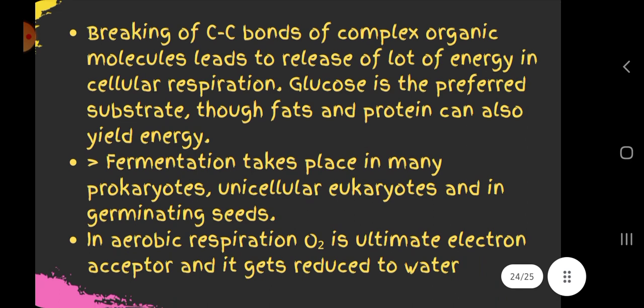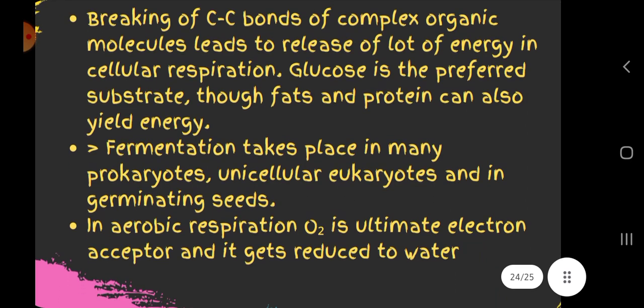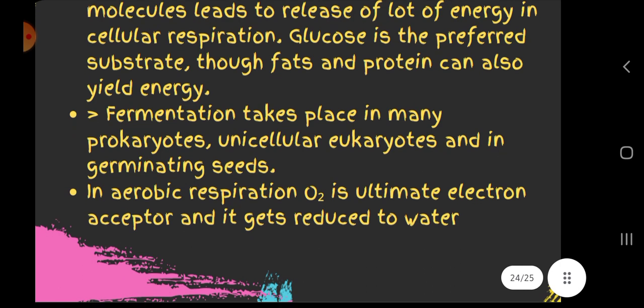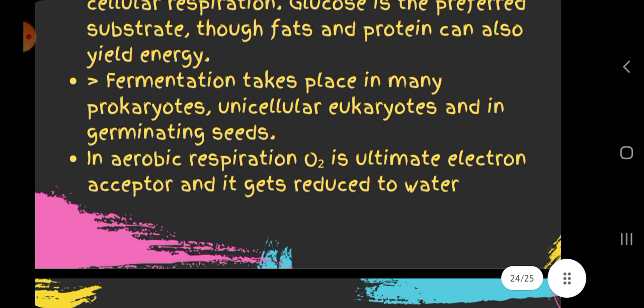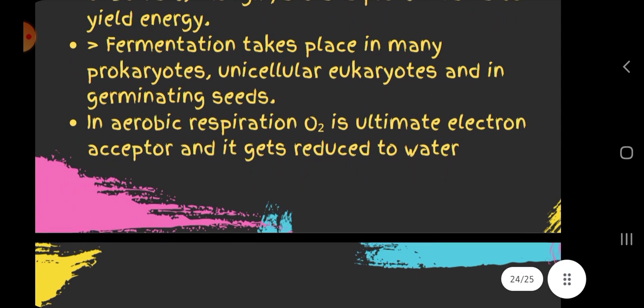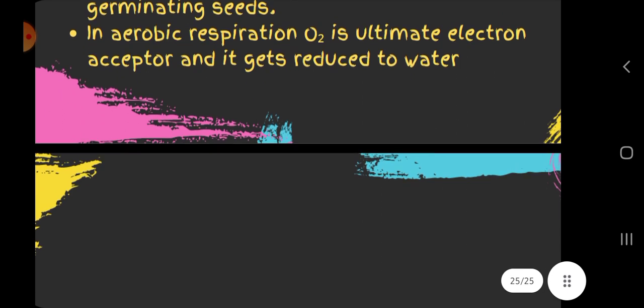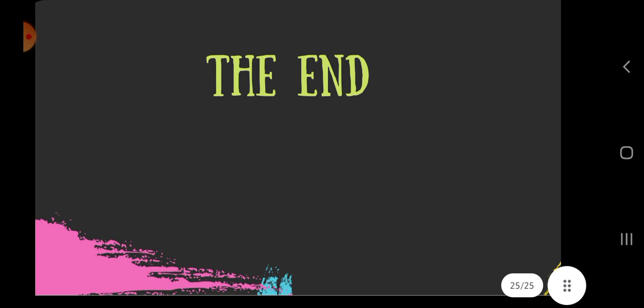Breaking of C-C bonds of complex organic molecules leads to release of a lot of energy in cellular respiration. Glucose is the preferred substrate, though fats and proteins can also yield energy. Fermentation takes place in many prokaryotes, unicellular organisms, and in germinating seeds. In aerobic respiration, O2 is the ultimate electron acceptor and gets reduced to water.